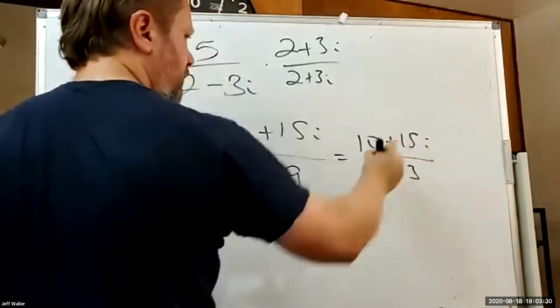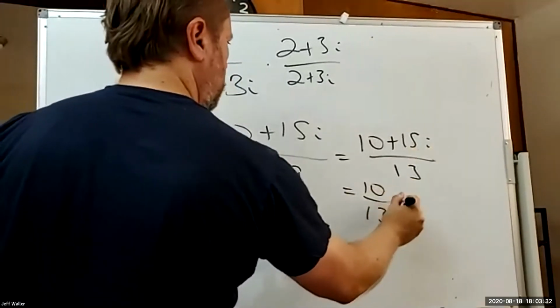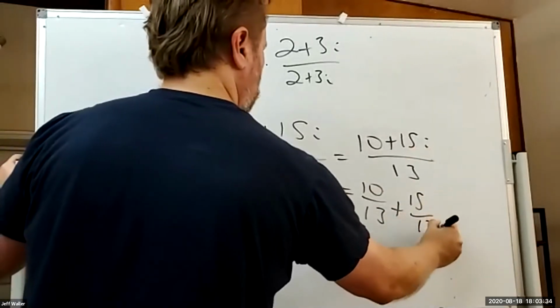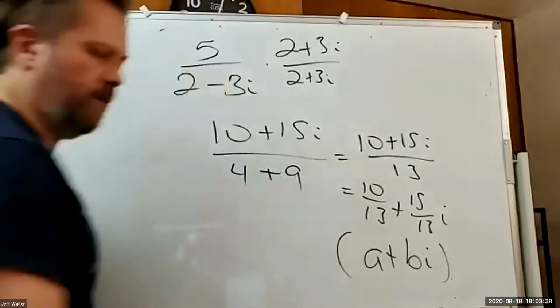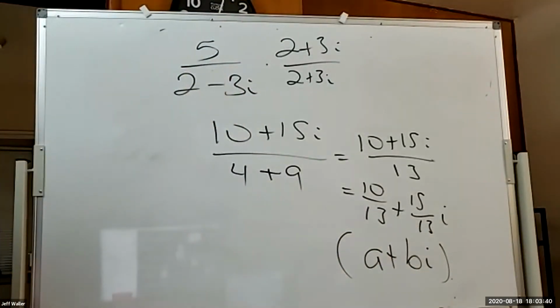and I'm fine with this, but you could go one more step, which is sort of like the official way to write a complex number, right? A plus bi. Does that sound familiar?